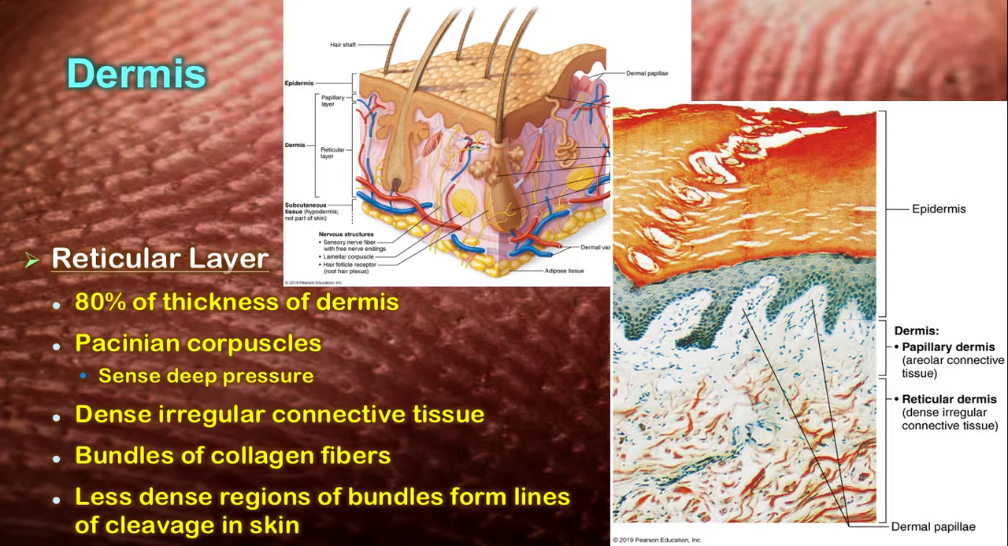Okay? And finally, the last thing on our slide is that we have this dense irregular connective tissue where we have collagen fibers running in all different directions. And there are areas of less dense regions of bundles. So a bundle will be going this direction, and then there'll be a little less dense area, and another bundle will be right underneath it. And these less dense regions are going to form lines of cleavage in the skin. Doesn't that sound like fun? Lines of cleavage. What do you think is going to happen at our lines of cleavage?